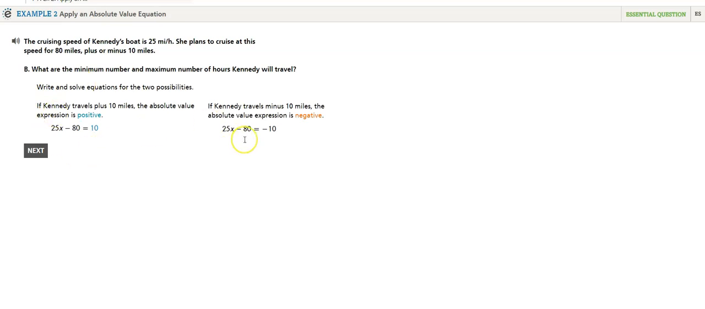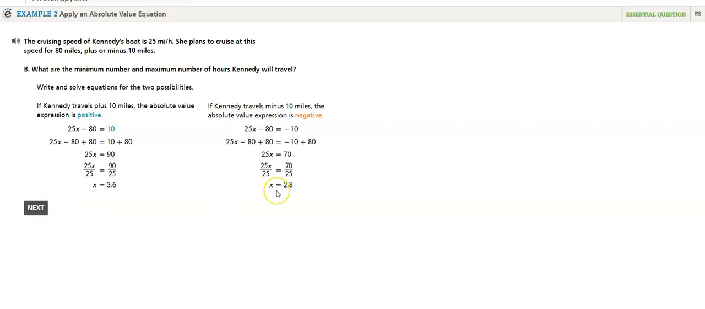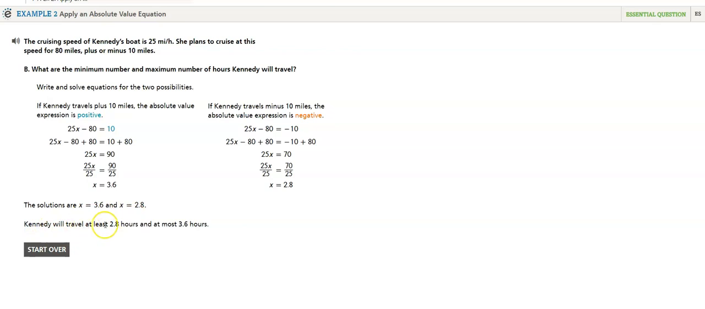So we're going to write the 2 equations just like we did in the previous examples. If it's positive, here's our equation. If it's negative, here's our equation. We're going to solve each of these equations, isolating for x. And that tells me that our solutions are 3.6 or 2.8. So Kennedy is either going to travel at least 2.8 hours or at most 3.6 hours.